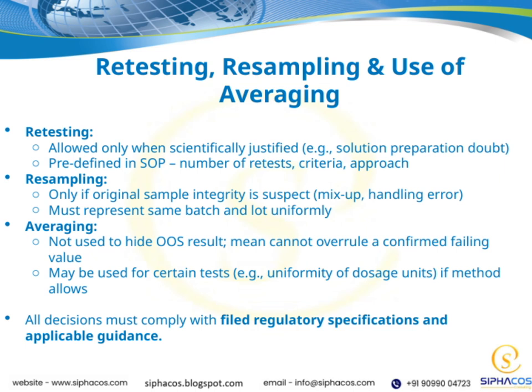Now, regarding averaging, it's crucial to understand that averaging is not meant to hide an out-of-specification result. In other words, the mean cannot override a confirmed failing value. However, in certain cases, such as testing for uniformity of dosage units, averaging can be used if the method allows it. Finally, all these decisions, whether to retest, resample, or average, must strictly comply with the regulatory specifications filed and relevant guidance. This ensures that our testing strategies are consistent, justified, and compliant at all times.